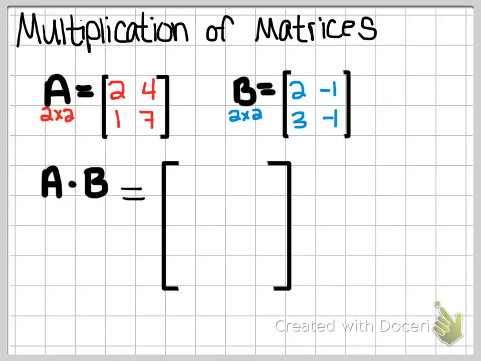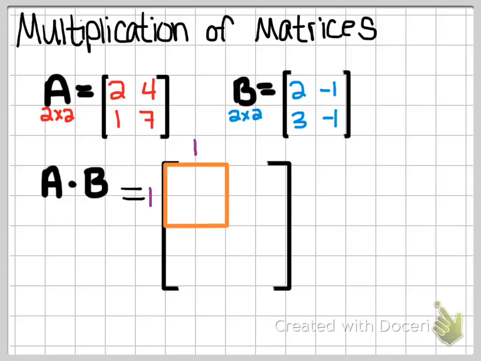To multiply a matrix by another matrix, you need to do something that we call the dot product or vector multiplication of rows and columns. So what that means in normal language is that we're going to be multiplying matching members of the matrices, and then we're going to add them up.